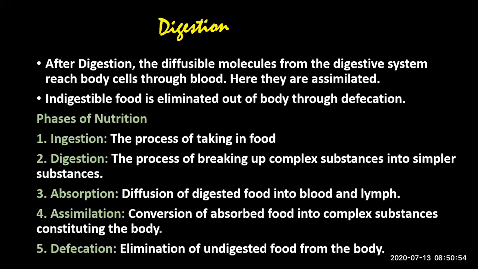After digestion, these molecules enter the bloodstream, and the indigestible food is eliminated. I told you about the phases of nutrition: ingestion, chemical digestion, absorption of nutrients, which takes place at the small intestine level into the blood and lymphatic system, and then assimilation, the conversion of these small nutrients into your body by incorporating them into complex structures, and then elimination of undigested food from our body, which is called defecation.